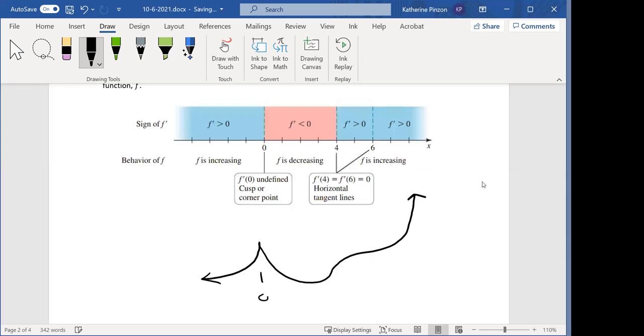So this is 0. This is 4. I did a bad job with that. And this is 6. Should have made it line up there, but I didn't. So a sign chart is a really good way to organize information, especially when you get information about the first derivative and the second derivative and the function, right? A lot of times we're going to get information about all 3 pieces.